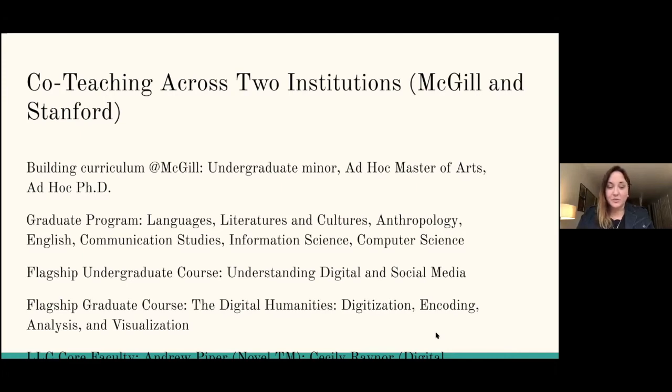Our flagship undergraduate course is Understanding Digital and Social Media. It's a class that we teach to undergrads, and that turns into opportunities for graduate students. If you hear some noise in the background, one of my PhD students is giving a keynote for the Biodiversity Heritage Library. She's a PhD student in Spanish, but she works on colonial texts in German, Spanish, and a number of other languages. So really, these are things that we're doing actively and ongoing. Some of the things that we teach at the graduate level include digital humanities methods, including digitization, encoding, analysis, and visualization. You can go ahead and go to the next slide.